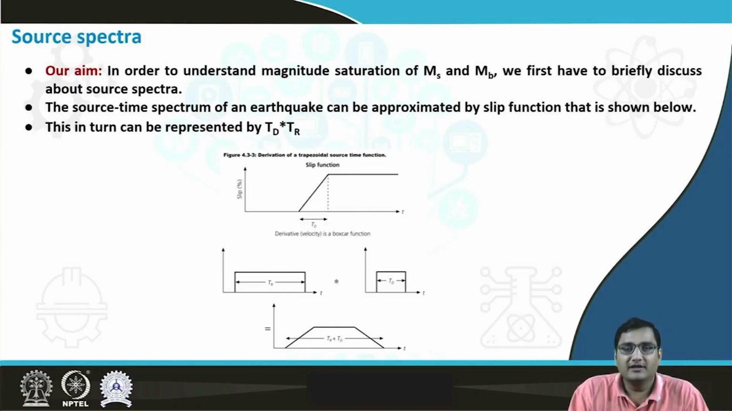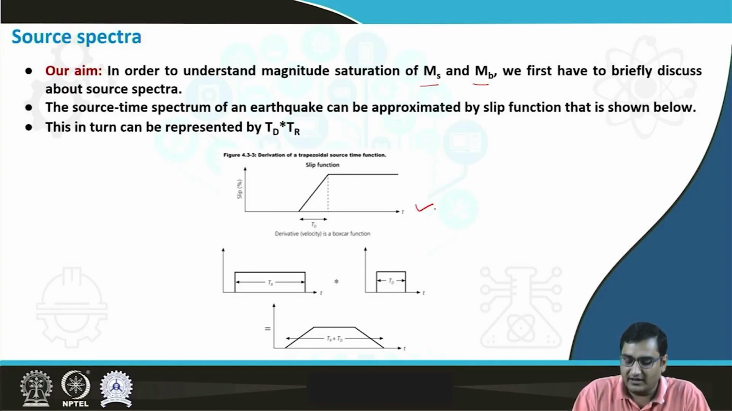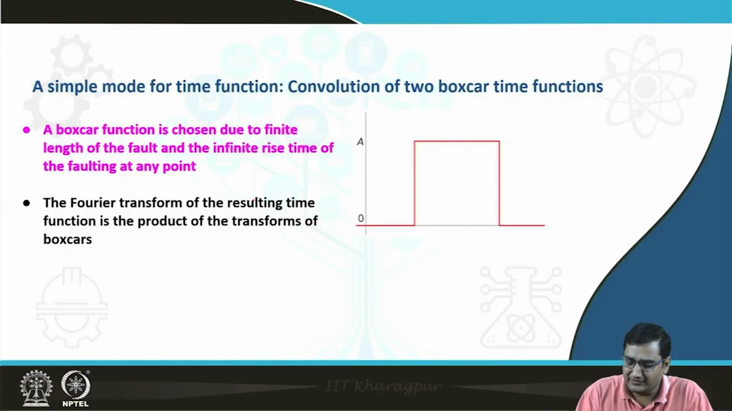So our aim is to understand magnitude saturation of the surface wave magnitude scale and the body wave magnitude scale, and we first have to briefly discuss the source spectra. The source time spectrum of an earthquake can be approximated by a slip function, which is shown here, and we have discussed it. The source time function can be represented by the convolution of rise time and rupture time, that is, the convolution of two boxcar time functions.